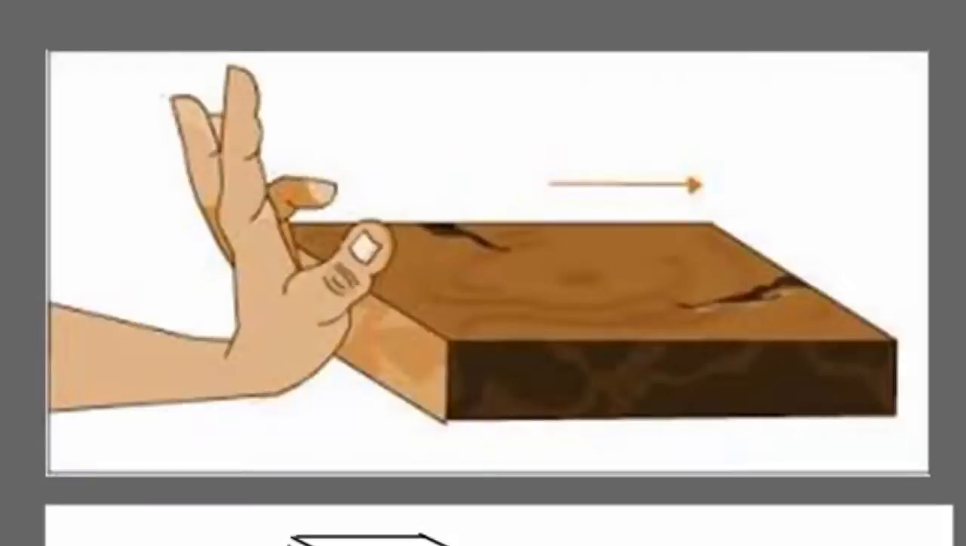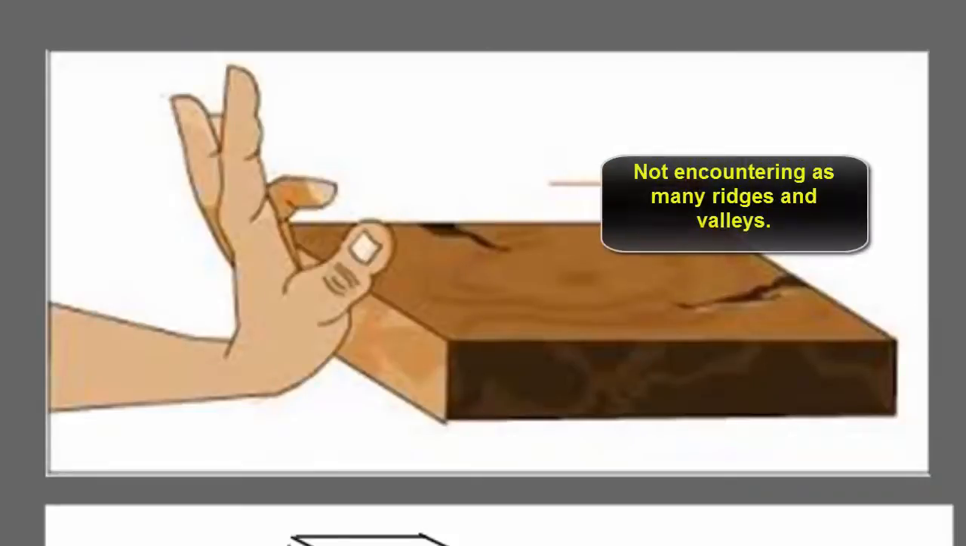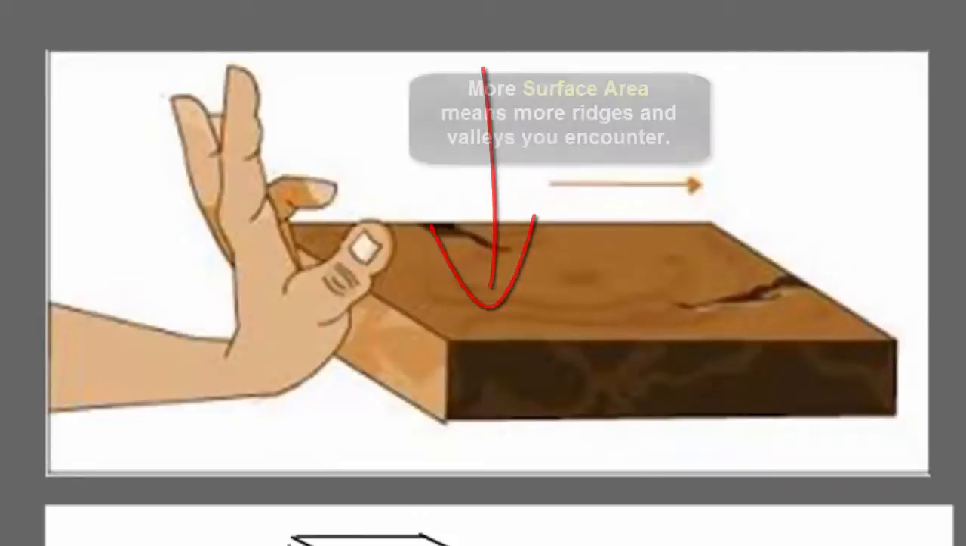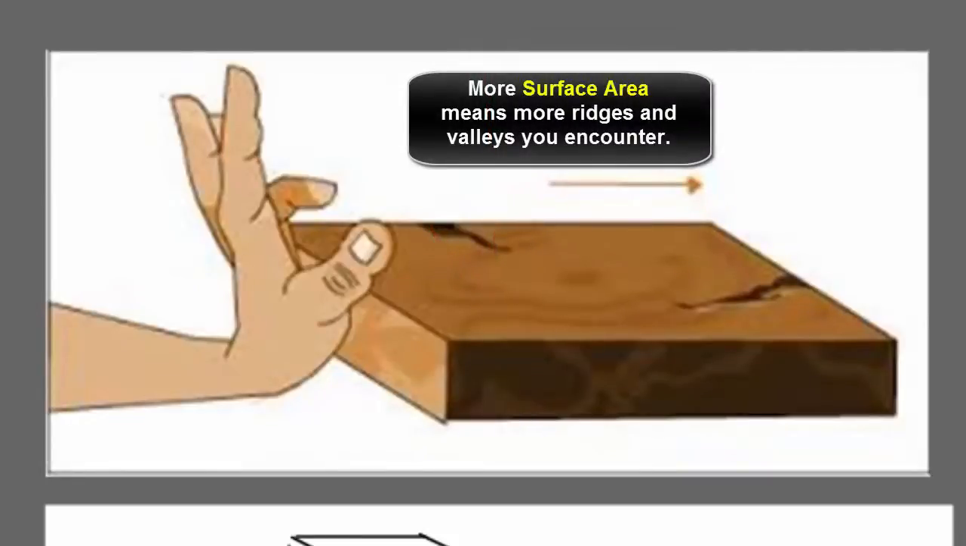Okay, so let's look at this scenario. If I push this wood block across the table, it's going to be encountering a certain amount of ridges and valleys, right? And that would be a fairly large surface area of ridges and valleys. But if you look above those ridges and valleys, you don't have a whole lot of wood above each ridge and valley, but you are going to encounter a lot of ridges and valleys because you have a wider, flatter board.